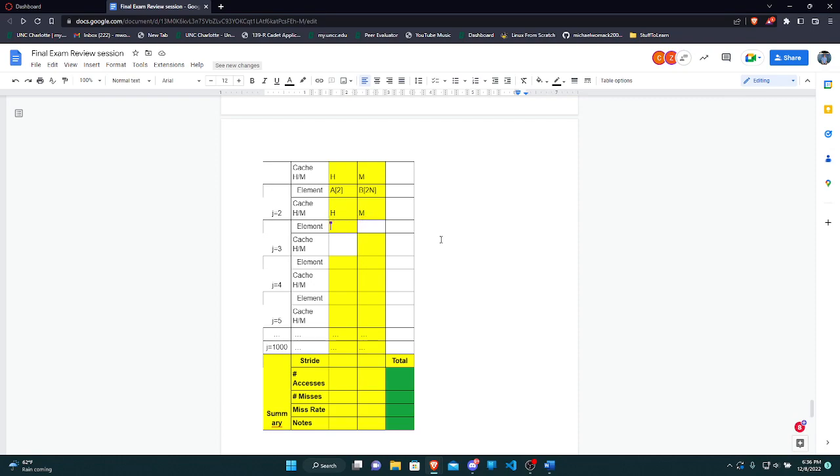And so when J is 3, we're going to have A of 3. And that's still in the cache, so that's going to be a hit.